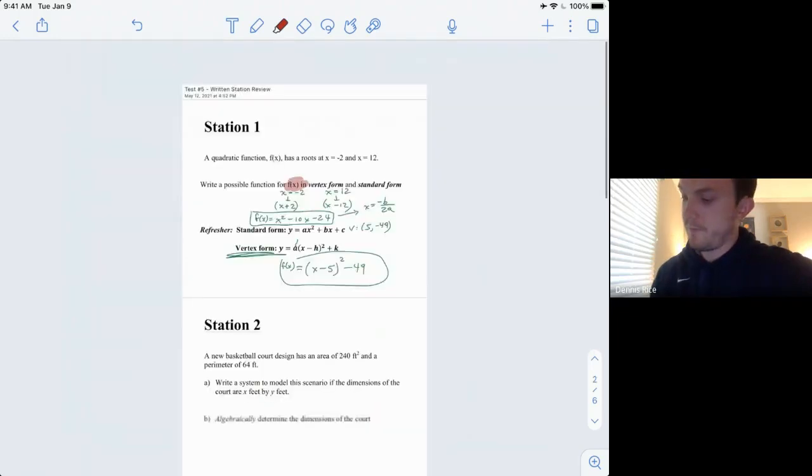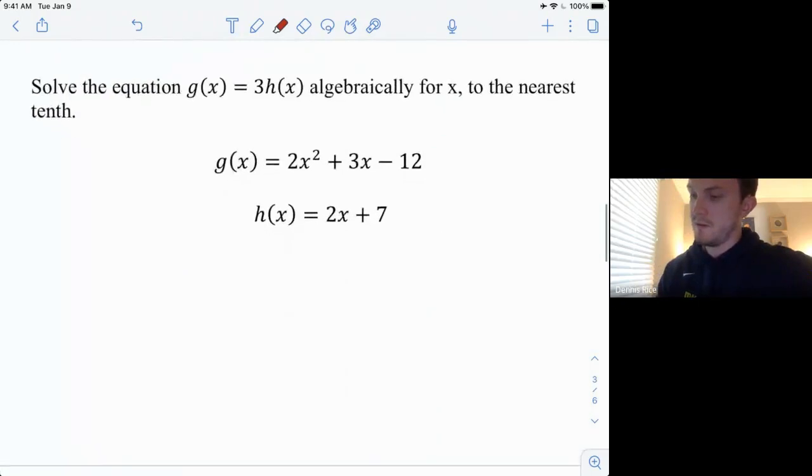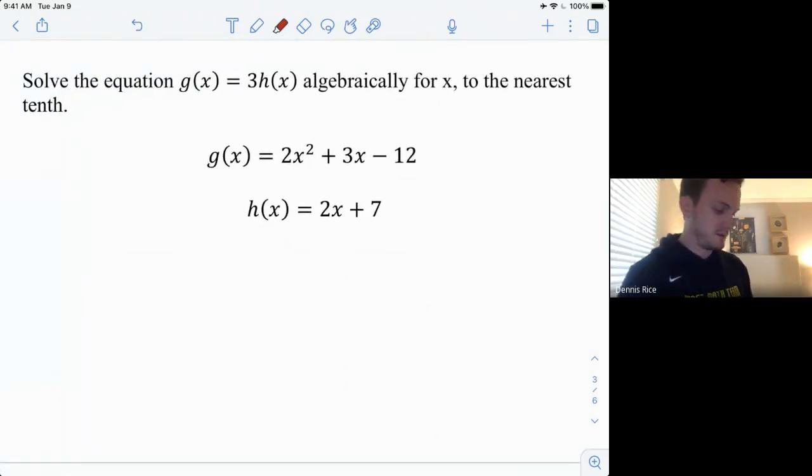Good catch. Okay, let's do another one here. Let's try this one. Try this one. I won't say anything. I'll give you guys a few minutes. Try that one.